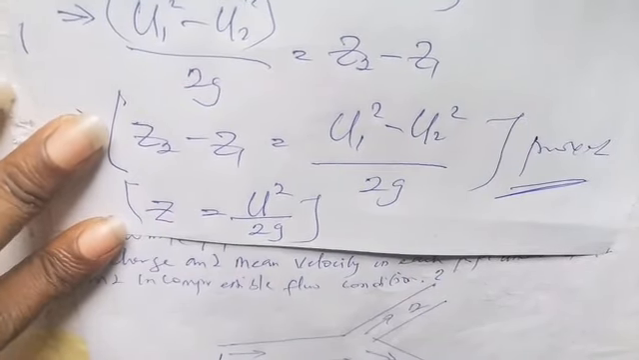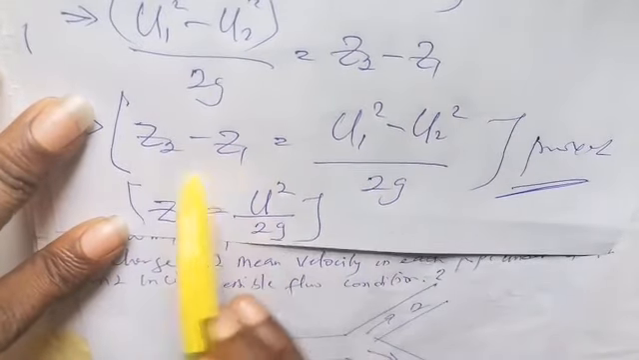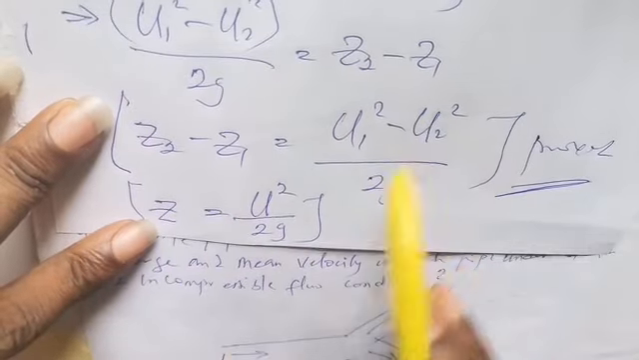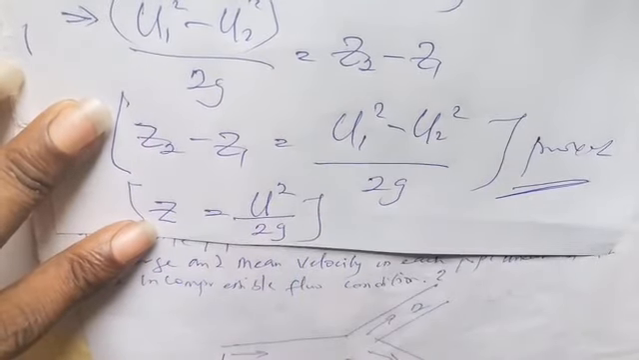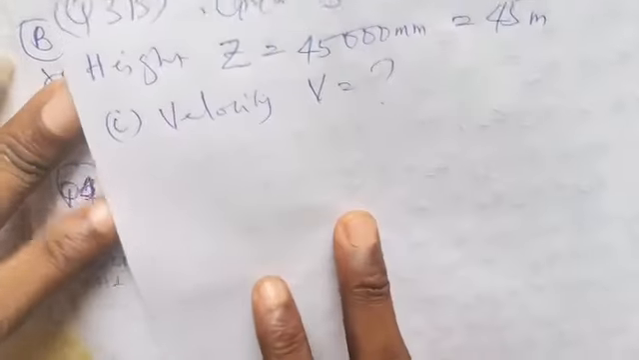So you have to be very careful. We are now condensing this whole equation into this. It's as simple as this. Z1 minus Z2 becomes Z. U1 squared minus U2 squared becomes U squared, all over 2G. So that's the equation we're going to use to tackle that problem.